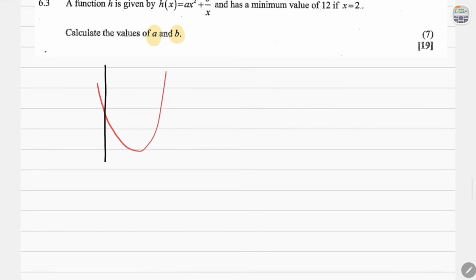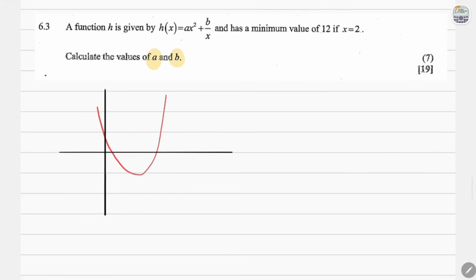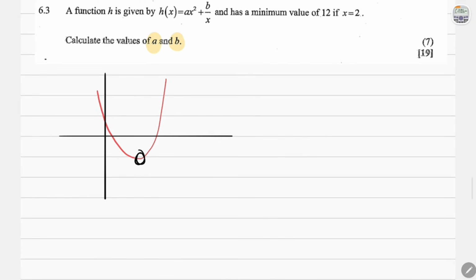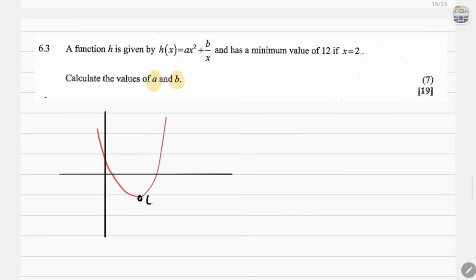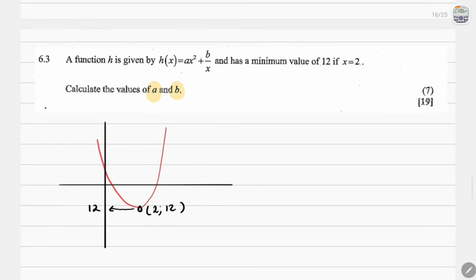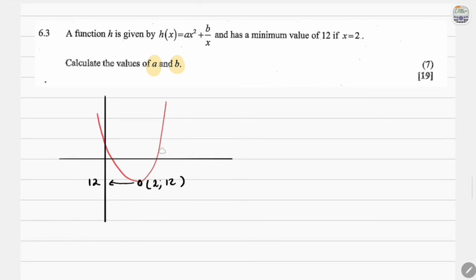So if I was putting this on the Cartesian plane, not calling it a parabola, I'm just looking at the part of the graph that has a minimum value. But regardless of what it looks like, it has a local minimum, really, at this point. So at this point, they said if x is equal to 2, so x is 2, and it has a minimum value of 12, meaning its actual minimum value is 12, and that's your y value. And we need to find the value of a and b for which this happens.